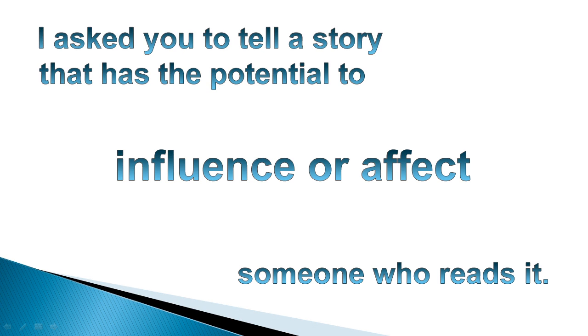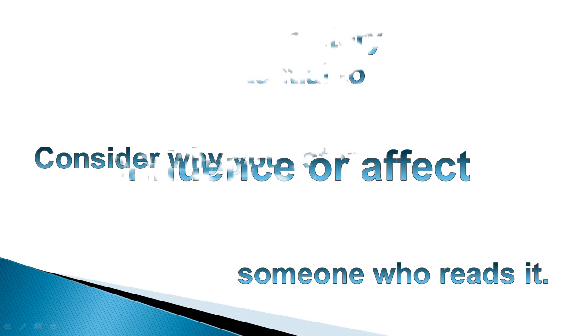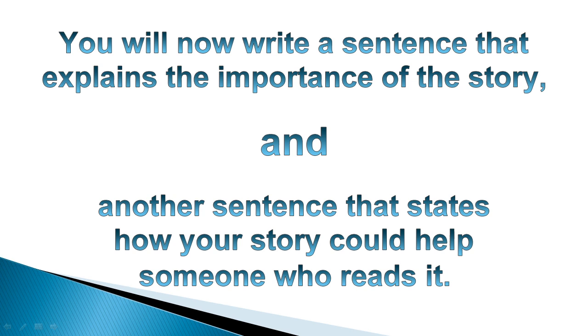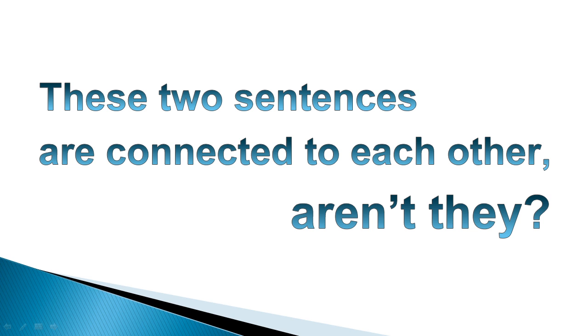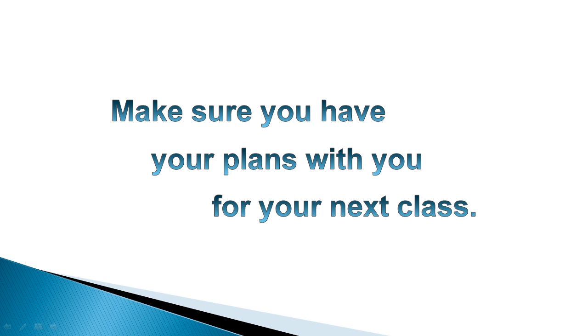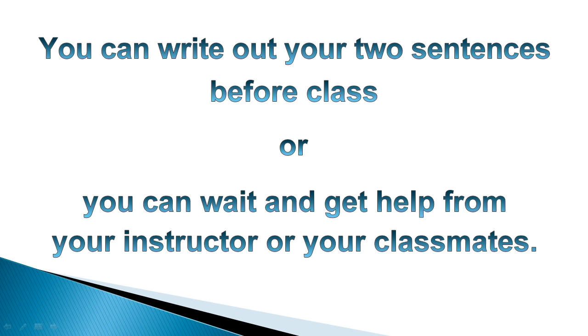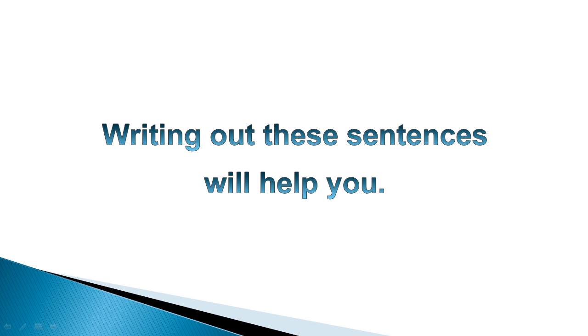In Lesson 4, Video 1, I ask you to tell a story that has the potential to influence or affect someone who reads it. In that same lesson, I also ask you to consider why your story is important. You will now write a sentence that explains the importance of your story, and another sentence that states how your story could help someone who reads it. These two sentences are connected to each other, aren't they? Make sure you have your plans with you for the next class. You can write out your two sentences before class, or you can wait and get help from your instructor or your classmates. You will be writing your first draft, so writing out an answer to these questions the best that you can will help you.